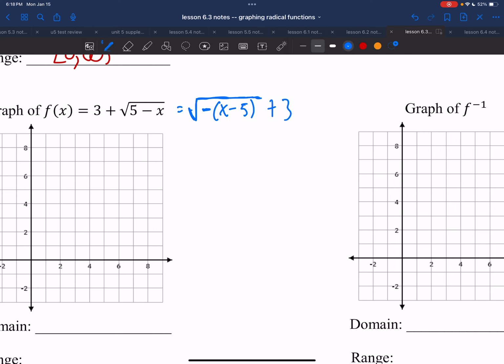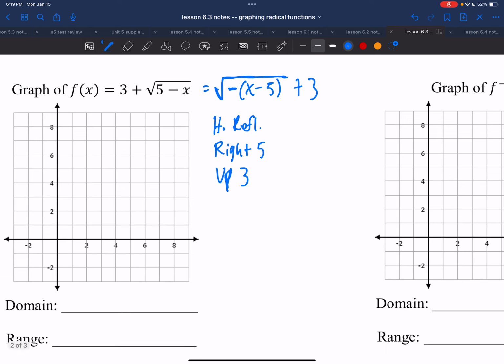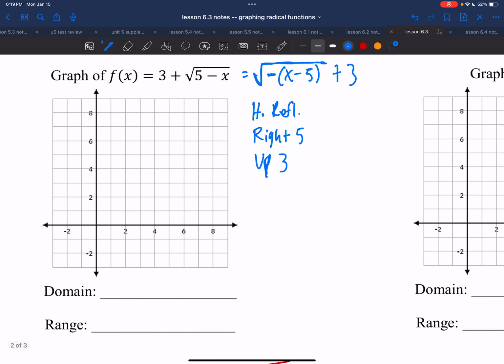There it is. Okay. And so this is a horizontal reflection due to the negative multiplying x. It is a shift right 5, not left 5, as you may have thought before, and up 3. Be careful with this, because it might look like it's negative x plus 5, and plus 5 thinks left 5, but you have to factor the negative out because that's how we write transformations. So right 5 up 3 is right here, like so.